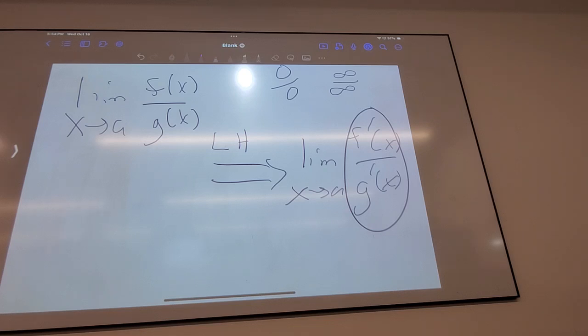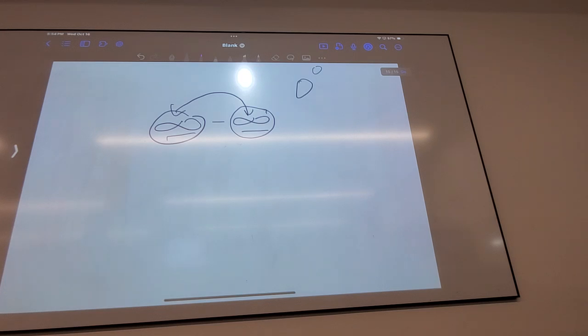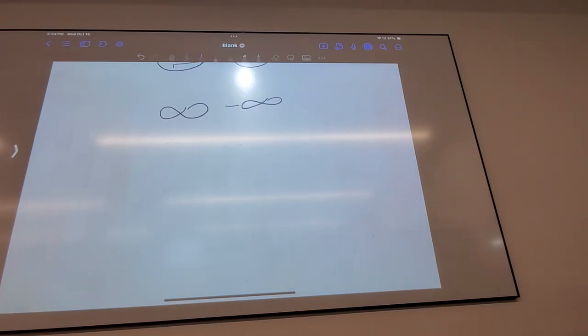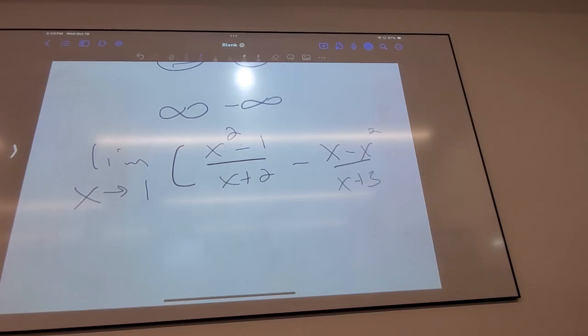Yes? Wouldn't infinity minus infinity be indeterminate? That's what I just had down. This is infinity minus infinity. So an example of that would be the limit as x goes to 1. Oh geez, can you make an example, Jeff? Maybe. I don't know, x squared minus 1 over x plus 2 minus x minus x squared over x plus 3. I like it. Does everybody agree with me those both go to infinity separately?